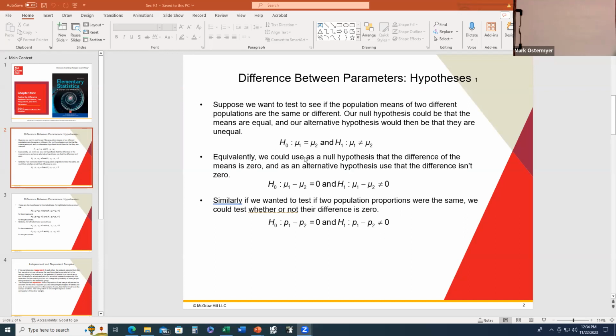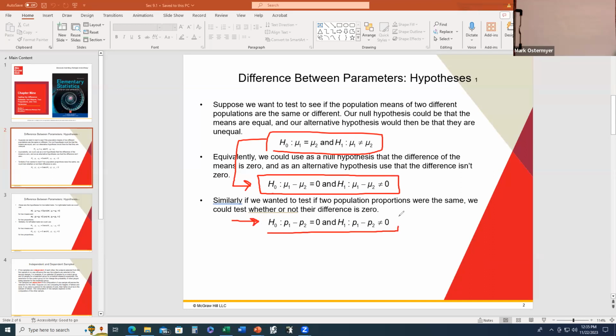Now, both these hypotheses right here are equivalent to these hypotheses right here. They're saying the same thing. So to say that the difference between our unknown population means is equal to 0 versus not equal to 0 is saying the same thing, that they are equal or they are not equal to each other. That'll also be true when we're testing for two different population proportions for equivalence versus non-equivalence. Our hypotheses are going to be established as such right here.